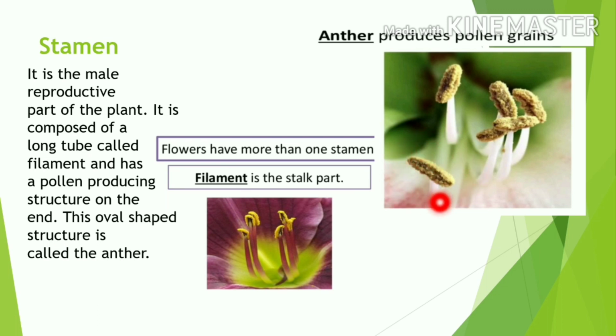Look at this picture, this one. This one is the pollen producing structure, which is known as the what? Anther. It produces pollen grains. Alright, and this reddish part is known as the filament. And flowers have more than one stamen. Look at here, how many structures are there? So there are 1, 2, 3, 4, 5. 5 stamens in a flower.